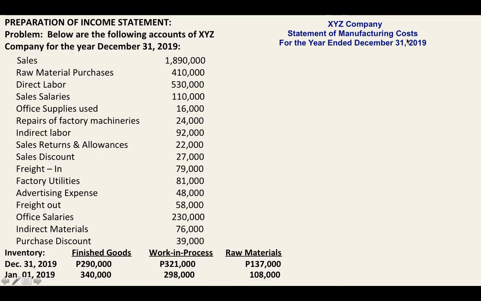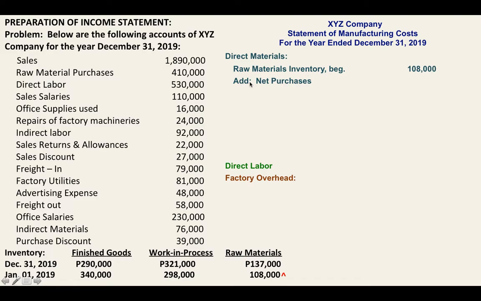First is the statement of manufacturing cost. So we have learned that manufacturing cost consists of direct materials, direct labor, and factory overhead. So we have to compute our direct materials. For our direct materials, you have to get your raw materials inventory beginning. So let us take a look at our inventory. So here, your beginning is January 1st, 108,000. Okay, 108,000.